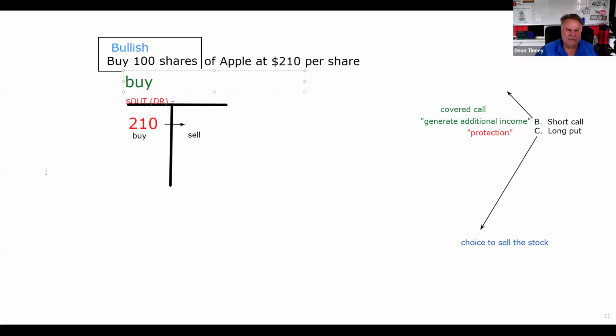How many contracts do we need to protect the 100 shares of Apple in our account?